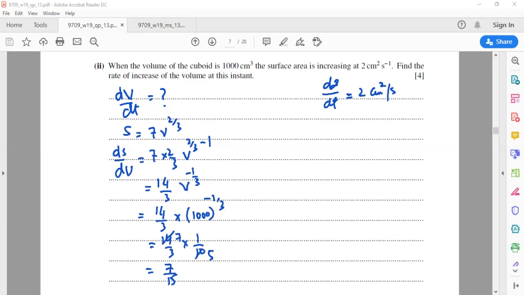Now to find dV by dt, we make use of the chain rule. dV by dt is equal to dV by dS times dS by dt. Now this is dS by dV. So if we are looking for dV by dS, we have to write it 15 over 7. Multiply by dS by dt, which is 2, so it becomes 30 over 7. And we can write it in decimal format as well. Now let's go for the next one.